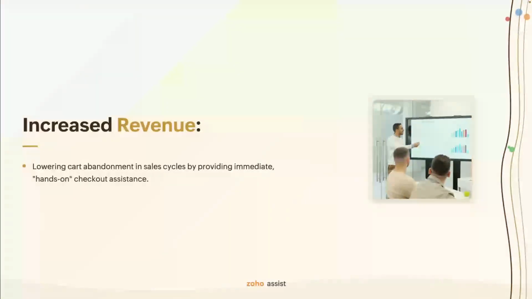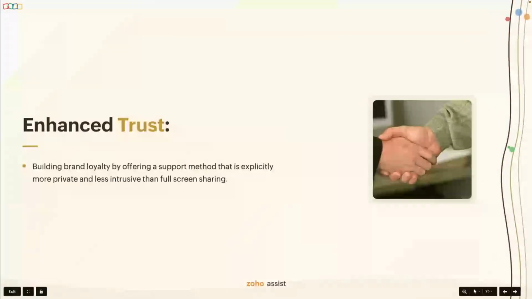So the next advantage is enhanced trust with built-in security features like data masking and controlled access. Co-browsing ensures that sensitive information is protected, helping businesses build greater trust with their customers.